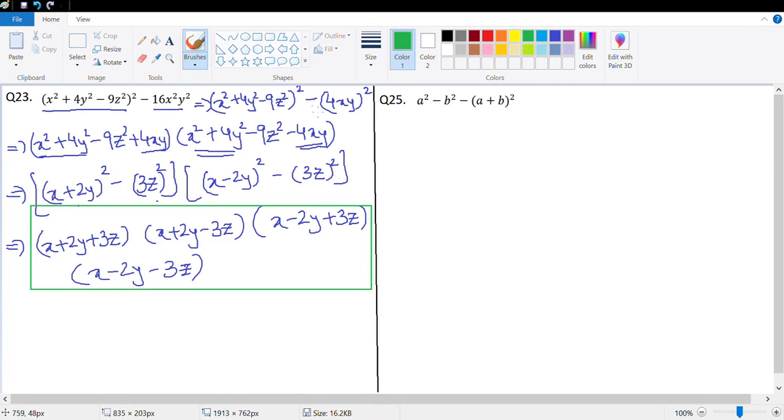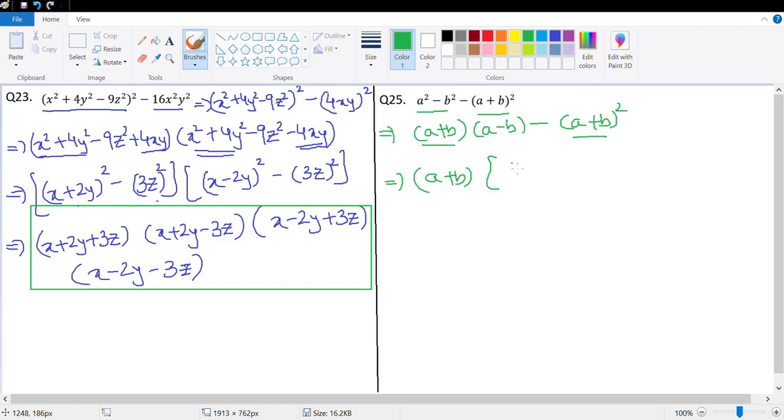Next one, question number 25. a square minus b square and a plus b the whole square. Okay, so the first two terms can be factorized as a plus b multiplied with a minus b, and the second term is a plus b the whole square. Now I have a plus b common in these two terms, so if I take a plus b common, what remains from the first term is a minus b, and what remains from the second term is a plus b.